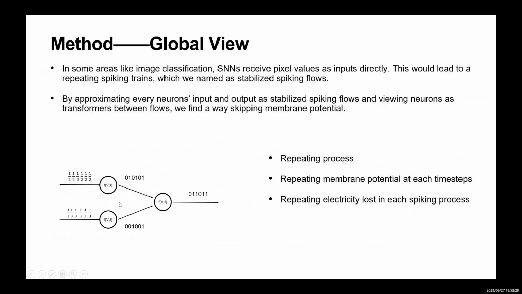What's more, study shows that if a spiking neuron gets several stabilized spiking floors as input, its output would also become a stabilized floor. So in these areas, all spike chains in SNN can be viewed as stabilized spiking floors, while neurons are just transformers between input and output floors. Nevertheless, what happens inside them? By building relationships between floors directly, we can avoid the backpropagation in time domain.